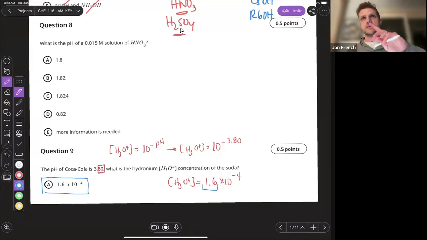It's only when you're going from concentration to pH or pH to concentration that the number will change. It'll look like you're gaining or losing a significant figure. If it's concentration to concentration or pH to pOH, right, it would stay the same.